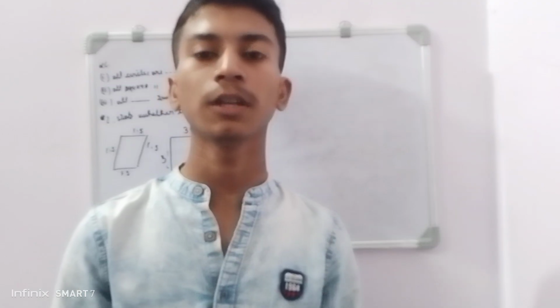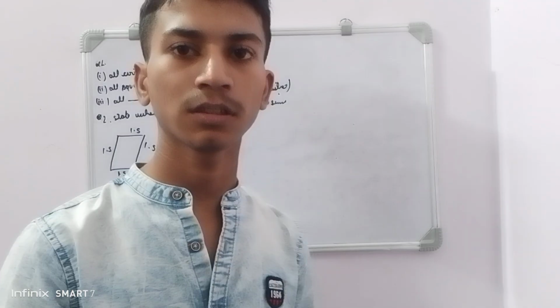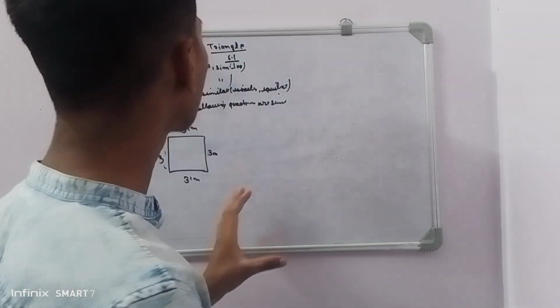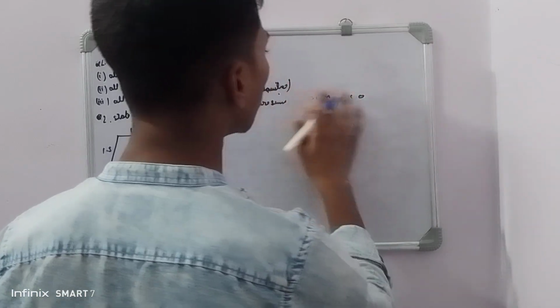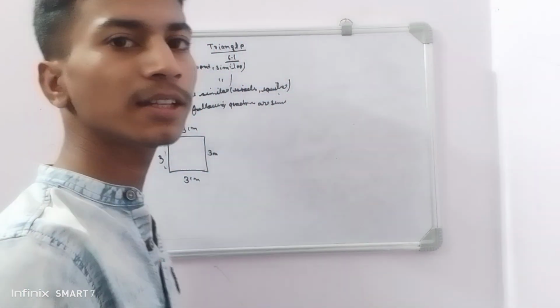Then after that I will move to the other exercises, in which we will study the BPT, the Basic Proportionality Theorem, which is also called the Thales theorem. But today I am going to talk about the concept of similarity and congruency. So what is the meaning of congruency and similarity?